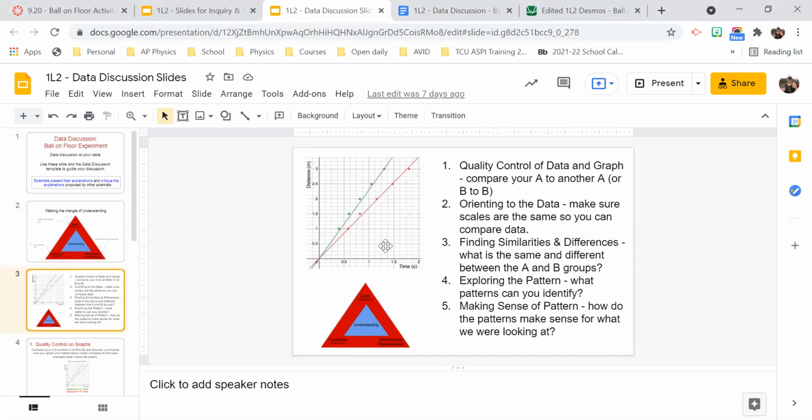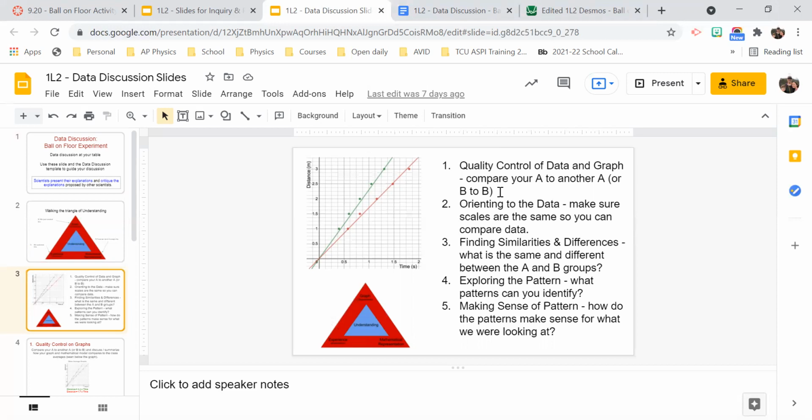So slide 3. This is looking at, if we were to superimpose an A group and a B group on the same slide, we would have something like this, to where one of them is going to have a greater slope. So hopefully you're already tying in what you think that slope represents. It really does tie into some of those questions y'all asked before. So we're going to do some quality control of the data in the graph, comparing your A.